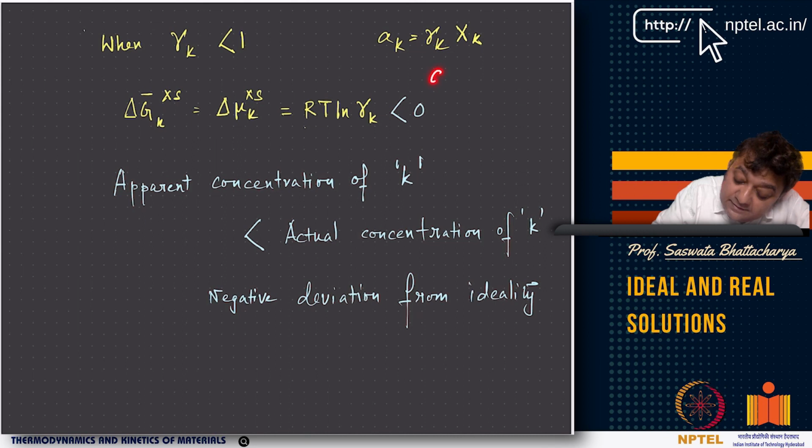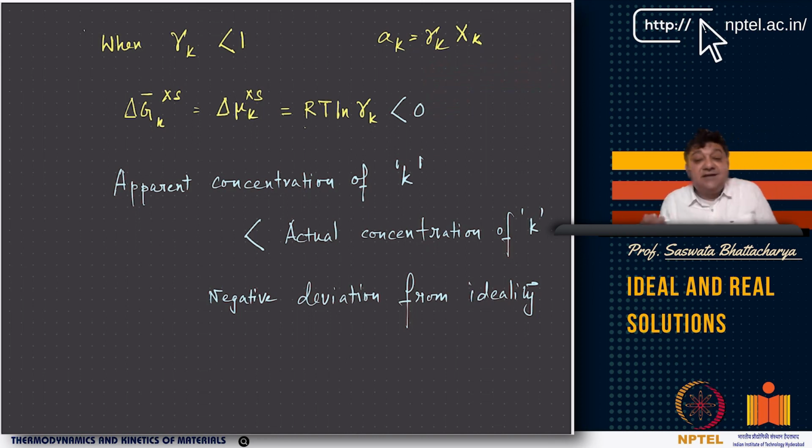So AK equals to say 0.9 XK. So that means the apparent concentration, or the activity, of component K in the solution is less than the actual concentration of K, which is XK. So that gives me negative deviation from ideality. Okay, so ideality means AK equals XK. If AK equals 0.9 XK, then gamma K can be some expression which is a function of temperature, composition, pressure, right? So we will come to that. We will come to these different real solutions.